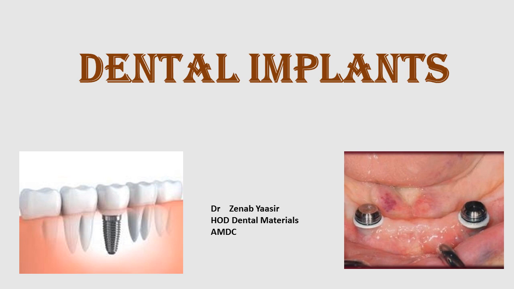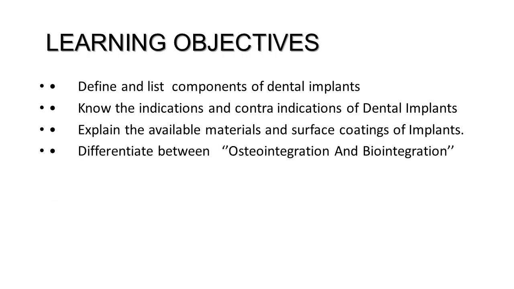So let's move on to the learning objectives. You should be able to define and list the components of dental implants, know the indications and contraindications of dental implants, which means that you should know who is the ideal candidate for dental implants, explain the available materials and surface coatings of implants, and differentiate between two very important terms that basically determine the success of an implant: osteointegration and biointegration.